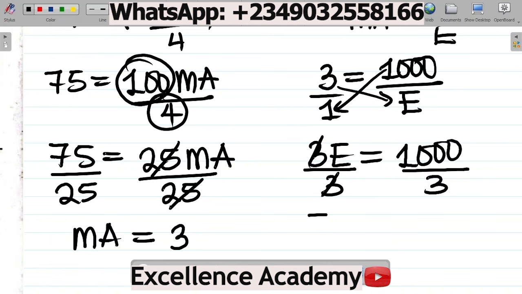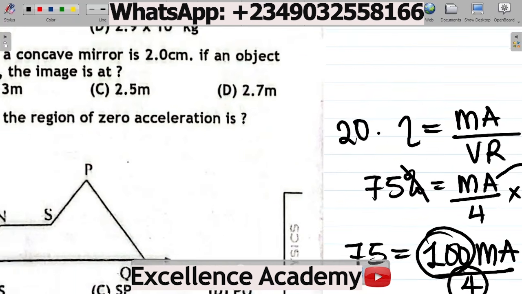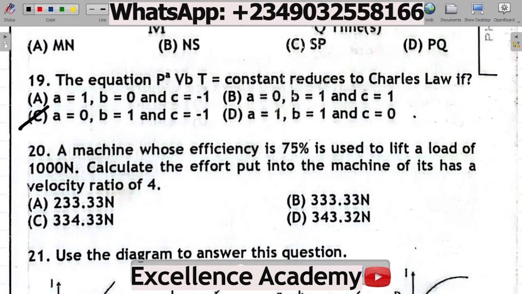So effort is equal to 1000 divided by 3, which gives you 333.33. Effort is measured in Newton, so you have 333.33 Newton. Let's see which option that is. 333.33 Newton is option B. So option B is your correct answer.